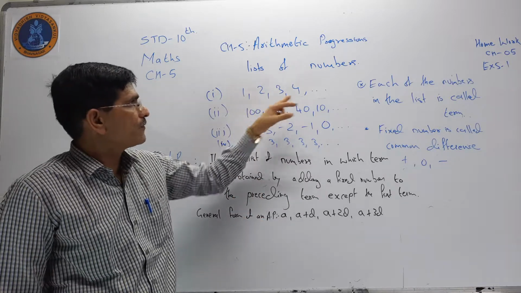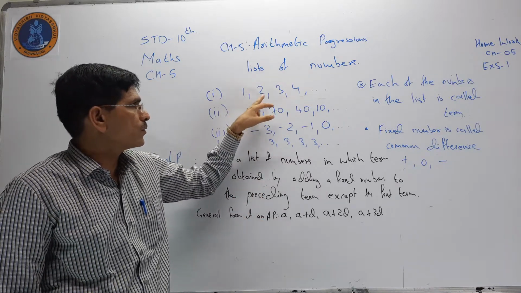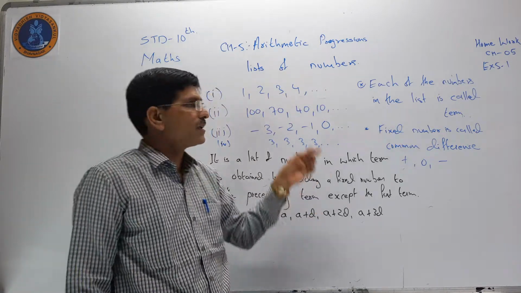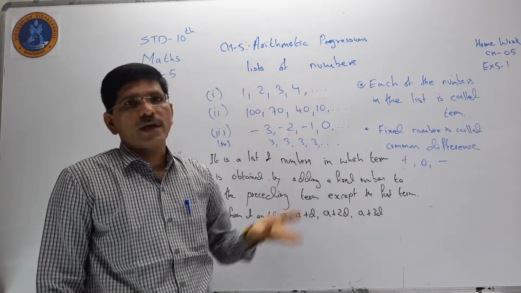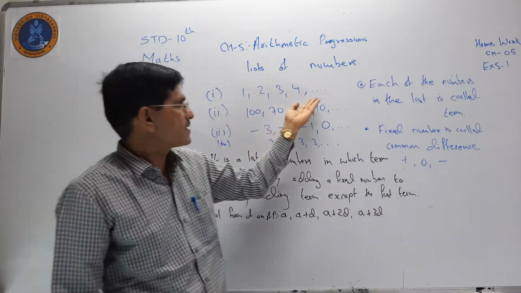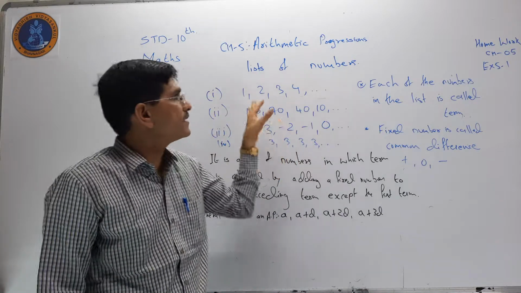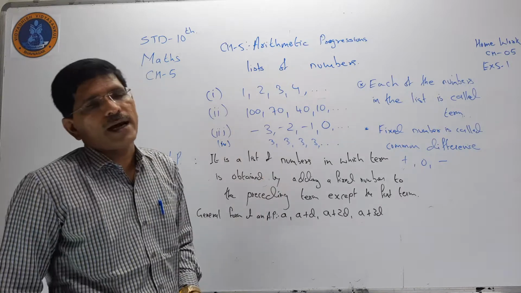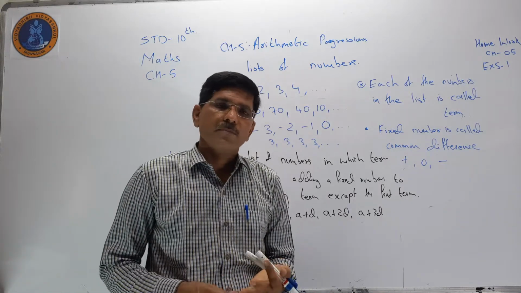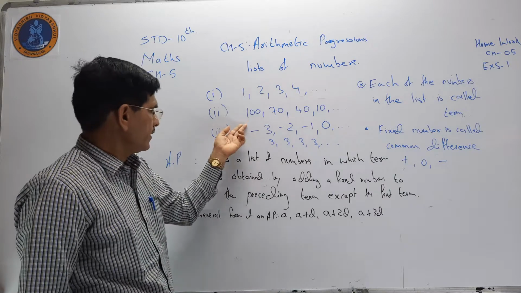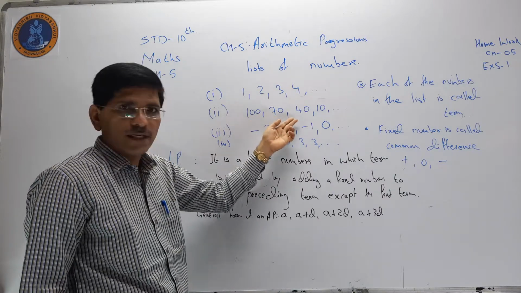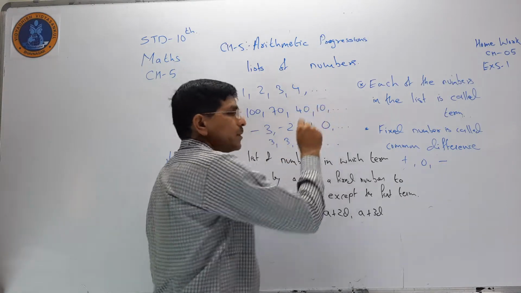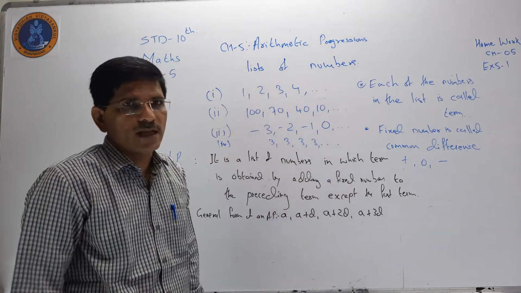So 1, 2, 3, 4 and dash. Now if I ask you what is the fifth term, you can easily say 5. You can easily say 6, 7, because 1 is added every time. One more example, all examples are in your textbook: 100, 70, 30, 10. Now if I ask a student what is the fifth number here, you will easily give me the answer.